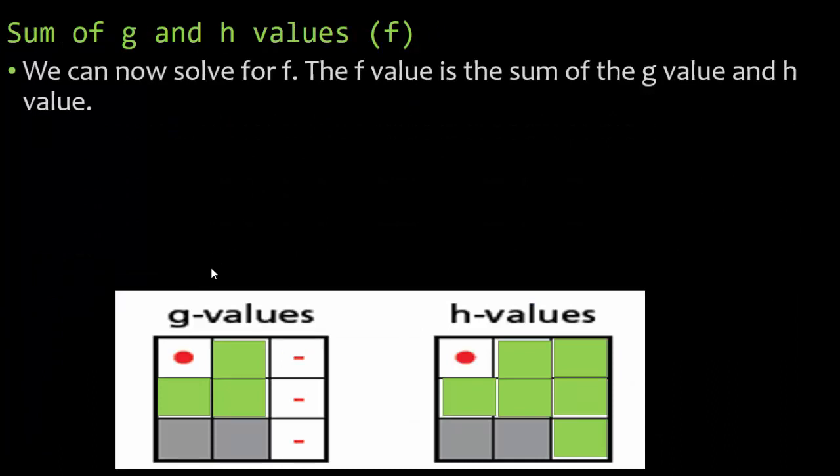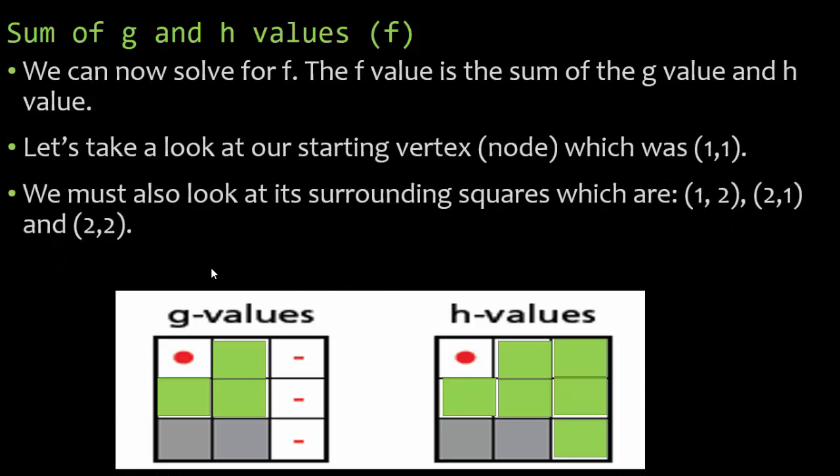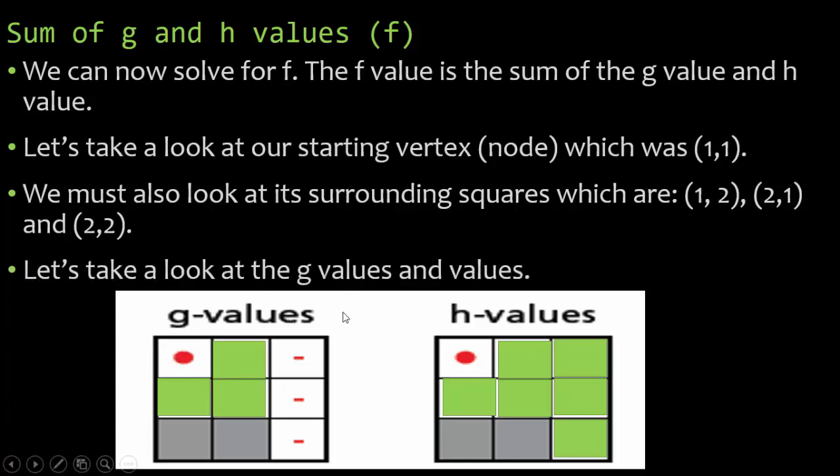Now the F value is the sum of the G value and the H value. So let's take a look at our starting vertex, which was 1, 1. We must also look at the surrounding squares, which are 1, 2, 2, 1, and 2, 2. These dashes are temporary because we're looking based on where we currently are. So let's take a look at the G values. I can move down. What is the movement cost when I'm moving down? It has a movement cost of 10. What about when I move to the right? That has a movement cost of 10 based on our triangle. When I move down towards the right, that has a movement cost of 14.